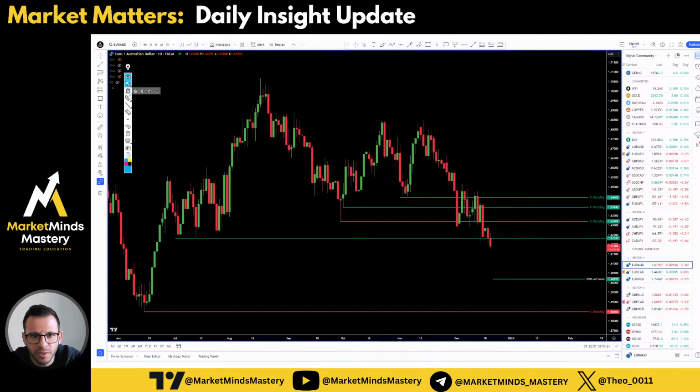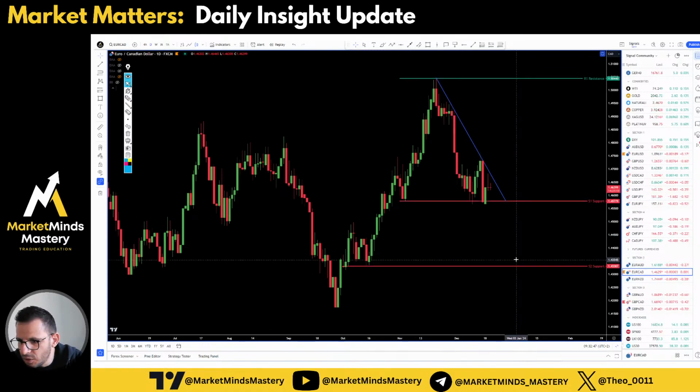Based on this move here, the minimum target is expected to be down to this point. So if the price moves somehow like this, we are happy to start trading. Actually, from today, I will be looking to trade the Euro Australian dollar to the downside.